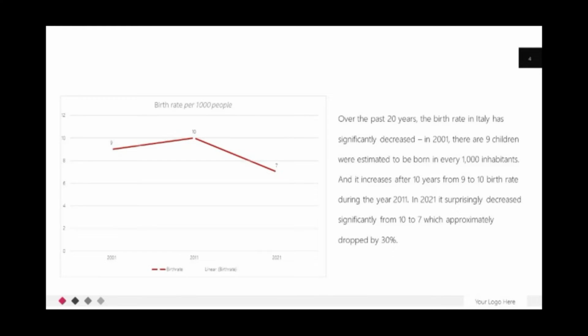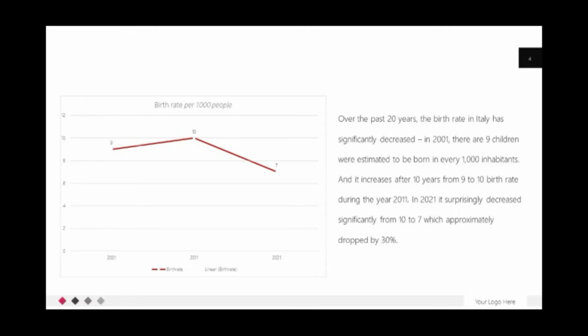In terms of the birth rate, over the past 20 years, the birth rate in Italy has significantly decreased. In 2001, 9 children were estimated to be born for every 1,000 inhabitants, and it increased after 10 years from 9 to 10 during the year 2011. In 2021, it surprisingly decreased significantly from 10 to 7, which is approximately a drop of 30%.